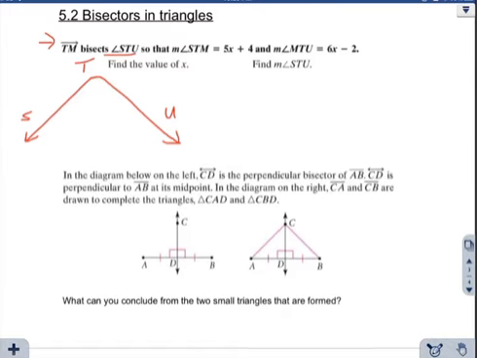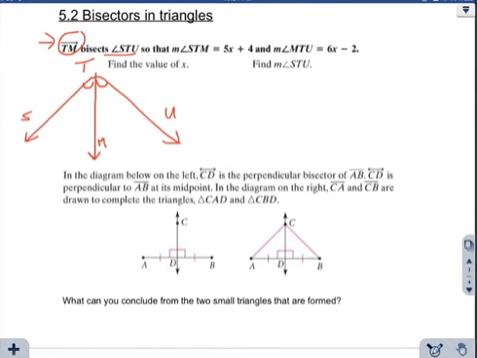and I'm told that ray TM bisects that angle, or cuts it into two. So I've already established point T up here. TM must go straight through the center of that angle in such a way that it creates two equal halves of the angle adjacent to each other. Now that I have that diagram down, let's look at what we're told about the two angles.